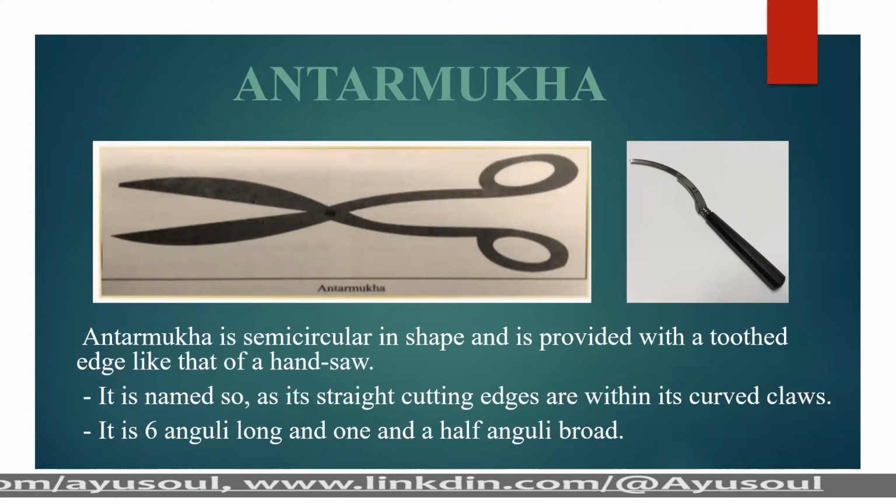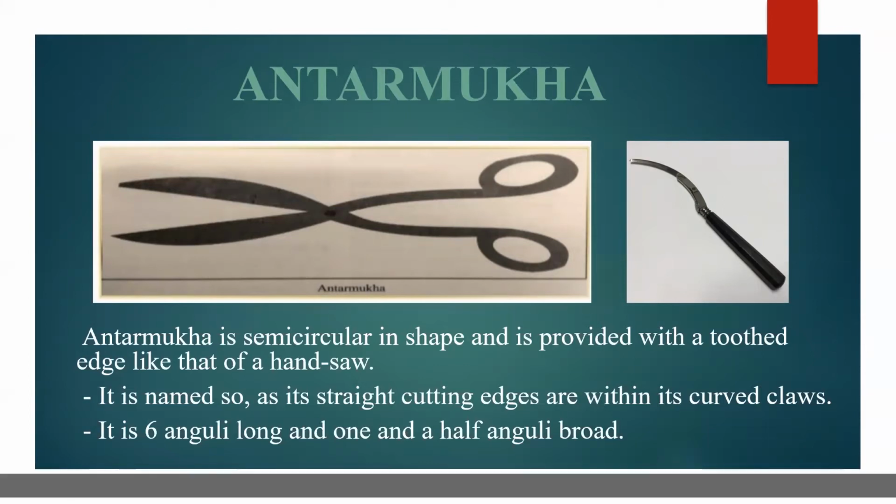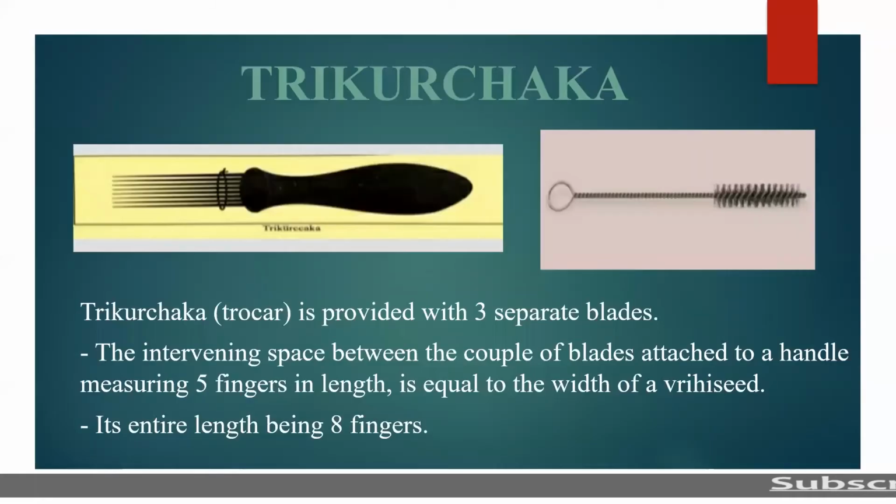Antarmukh is named so as the straight cutting edges of it are within its curved claws. It is semicircular in shape and is provided with a toothed edge like that of a hand saw. It is considered as 6 anguli long and 1.5 anguli broad.